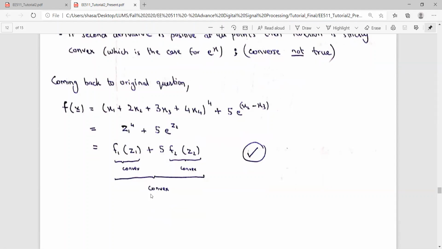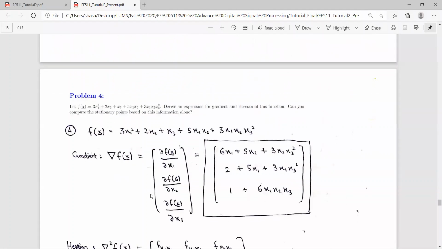Any questions here? Right, so we can move ahead then.